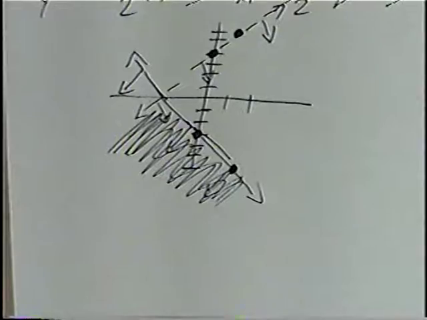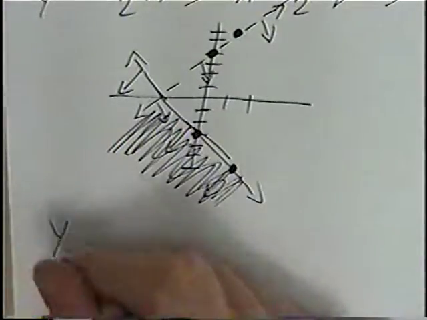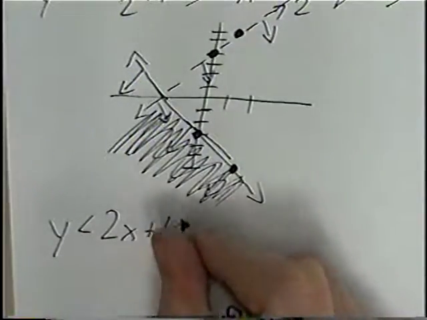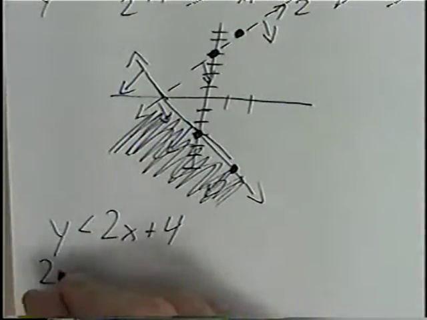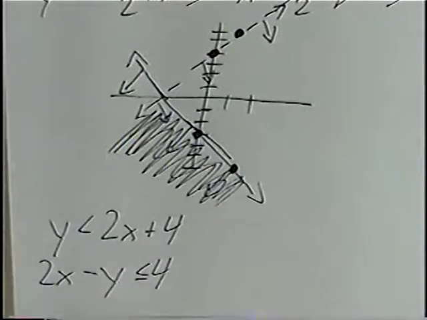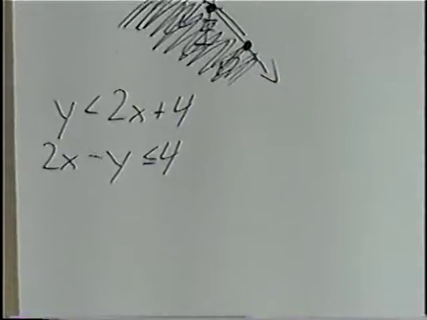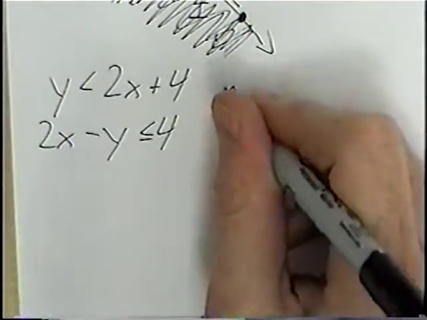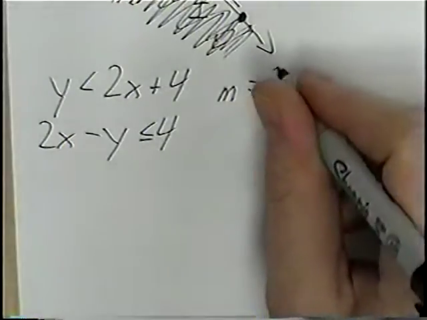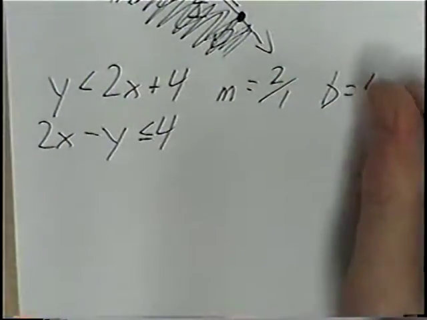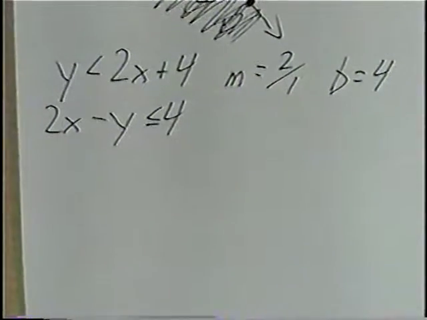Second question and second set of inequalities. First inequality, we have y is less than 2x plus 4. And the second inequality, 2x minus y is less than or equal to 4. The first inequality is in slope-intercept form. The slope m equals 2 over 1, and b, the y-intercept, is equal to 4.